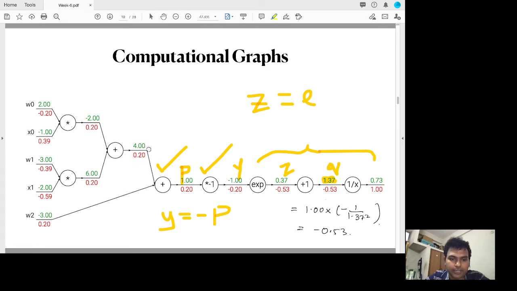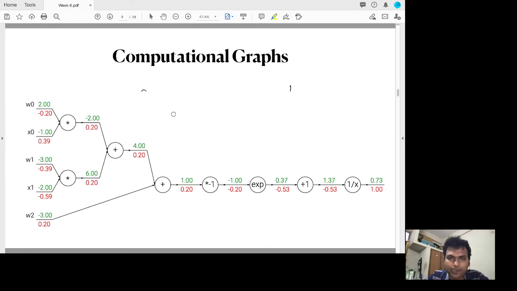So you get 0.2 here, again 0.2, since there is a positive sign here, there will be 0.2, 0.2. So again plus distributes them equally, so 0.2 and 0.2 comes here. Okay, now there is a multiplication sign. So whenever you are getting a multiplication sign, one thing which you need to do is it should be dependent on the other value.